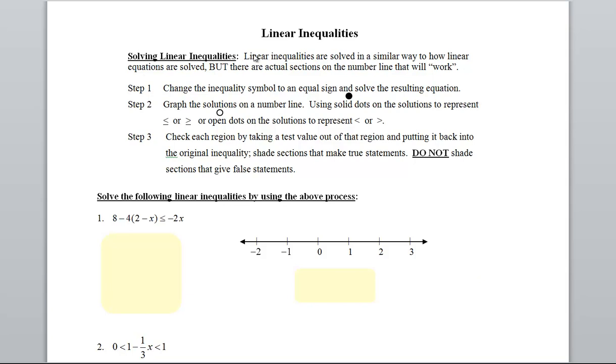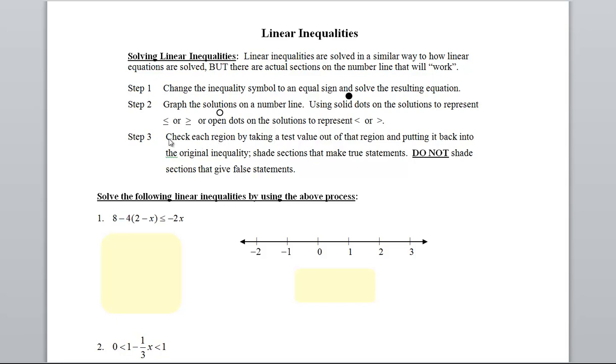Solving linear inequalities. Linear inequalities are solved in a similar way to how linear equations are solved. But there are actual sections on the number line that will, quote-unquote, work, which means it'll make the inequality statement true. So first step, change the inequality symbol to an equal sign and solve the resulting equation. We've done step 1 before in our past. Step 2, we're going to graph the solutions that we come up with on a number line. We're going to use solid dots on the solutions to represent less than or equal to or greater than or equal to, or open dots on the solutions to represent less than or greater than.